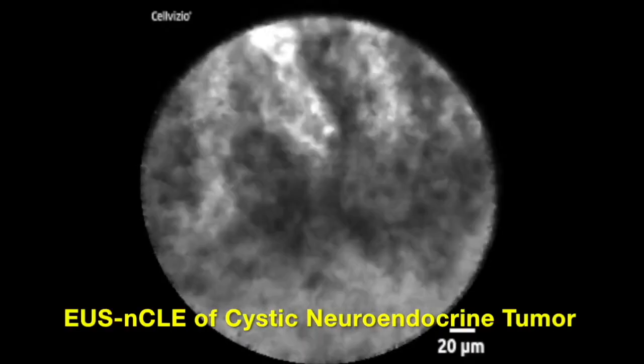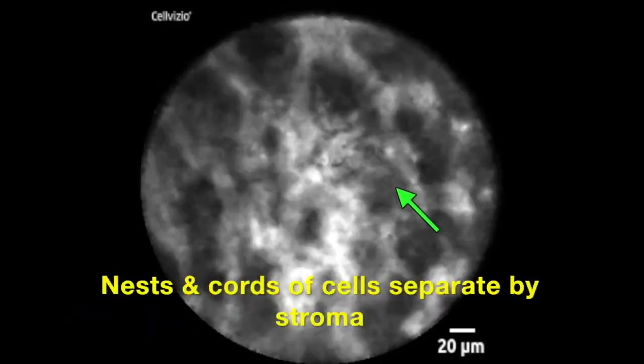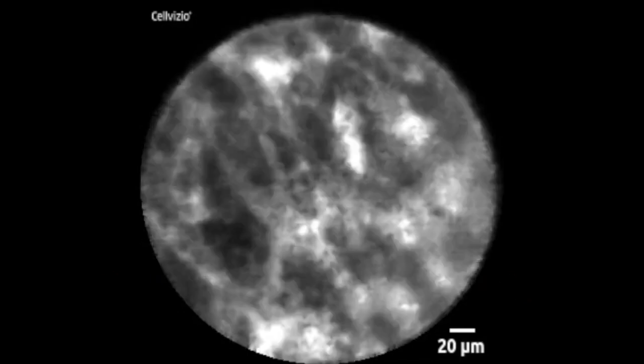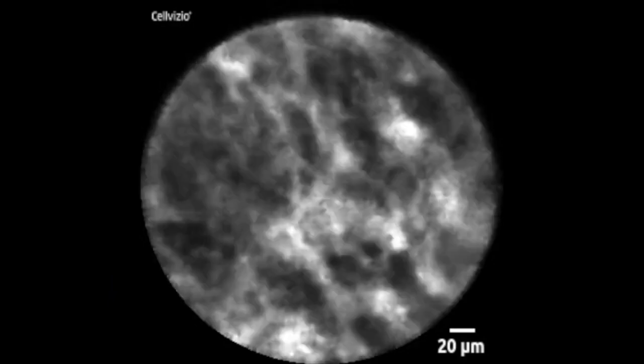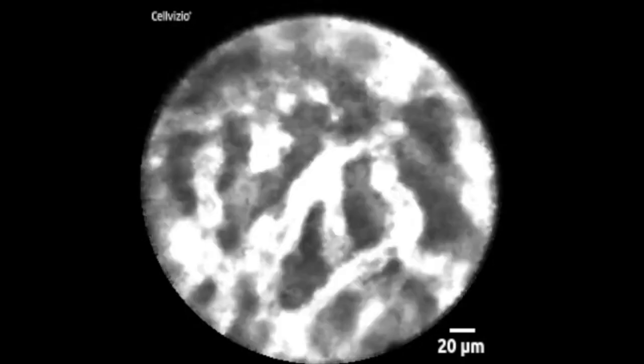Here is an example of cystic neuroendocrine tumor. What we see are cords or groups of cells which are separated by the stroma of the cyst. Some early learners of endomicroscopy might confuse this for the fern pattern of vascularity seen in serous cystic adenoma.